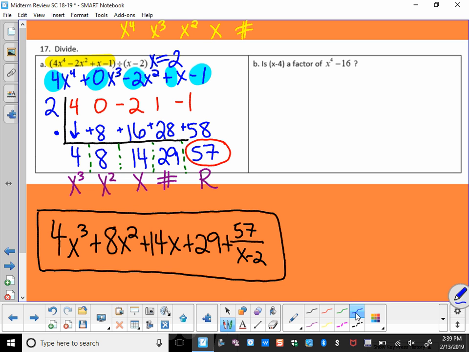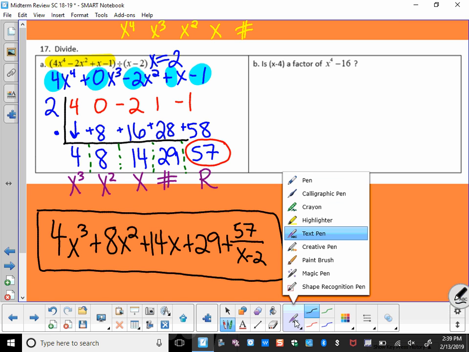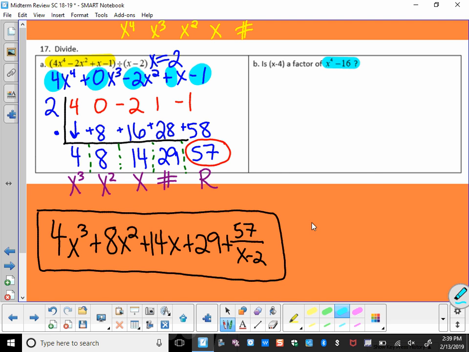I am not going to do letter B for you. You can do it on your own. But let's go ahead and check it. Am I missing anything from this guy? Yeah, so I have x to the 4th. Do I have the 3rd? No, so 0x cubed. Do I have the 2nd? No. Do I have x? No.